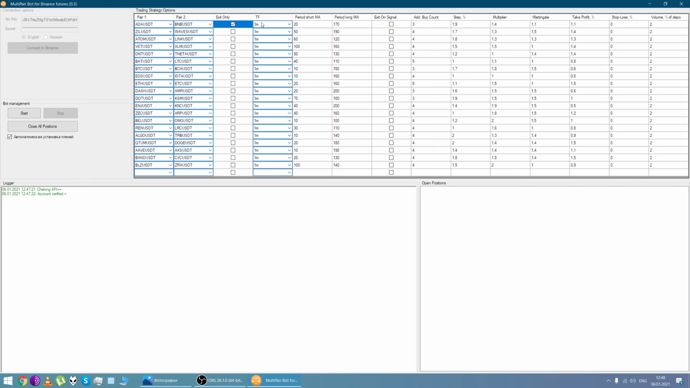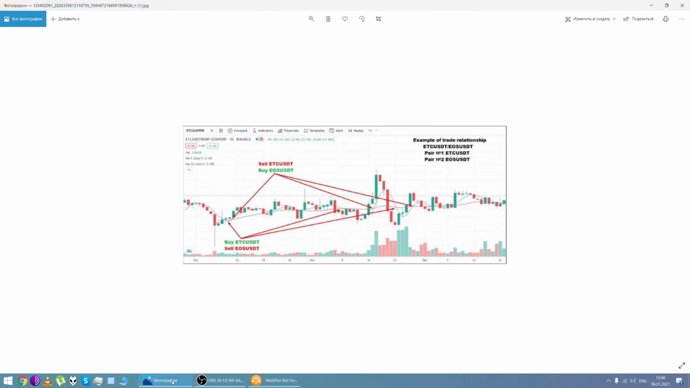Then the time frame field. From the drop-down list, we select the time frame we need to build the ratio, the period of the moving average. We need 1 minute. Here on the graph, you can see that this ratio is built at a ratio of one asset to another. In our case, ADA BNB ratio.